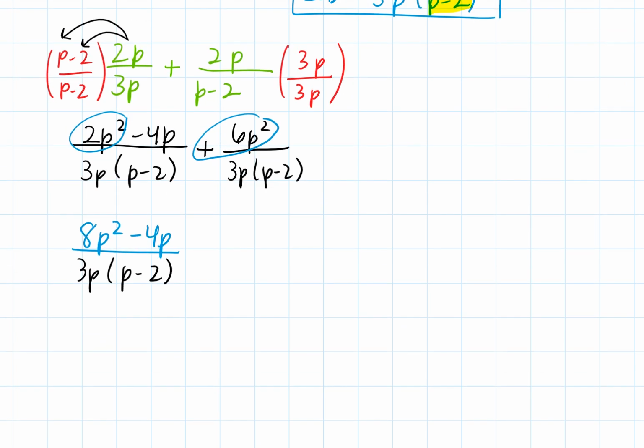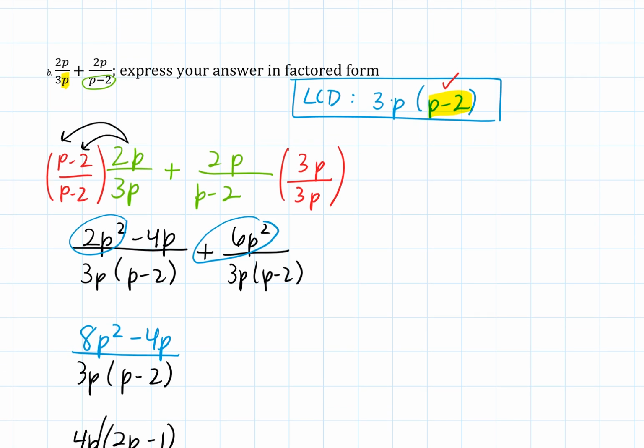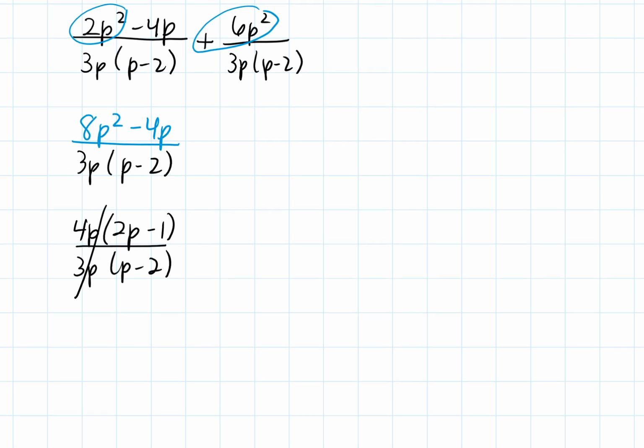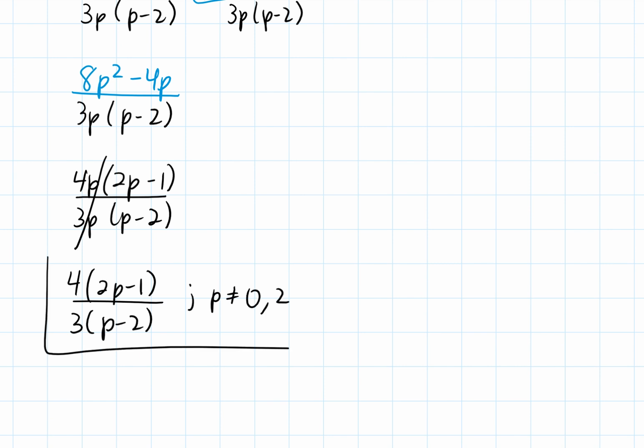Okay, now I might be done here, or I might be able to simplify. To see if I can simplify, I need common terms that I'm multiplying by in the numerator and the denominator. So we'll factor out the common 4p. Well, I can cancel out a p, that's nice. And so, ooh, good, leave my answer in factored form. So all I have left is 4 times the quantity 2p minus 1 over 3 times the quantity p minus 2. Where p cannot be 0 or 2.